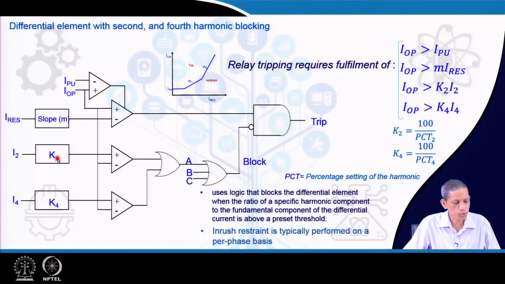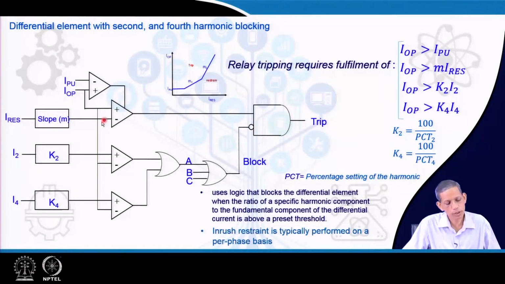Now, what it introduces is the second harmonic component and the fourth harmonic component multiplied by the corresponding K2 and K4 that we have defined here. There, in the comparator, either one can be greater than the threshold value. Then for each phase we make these checks, and we make a block operation for this one. Then the overall trip decision can be obtained.